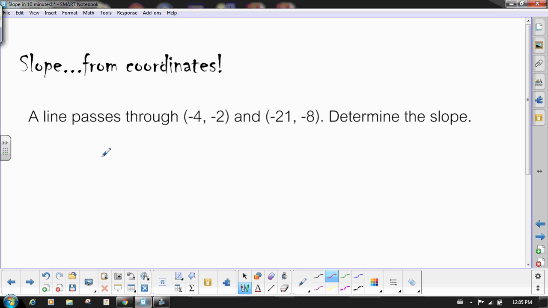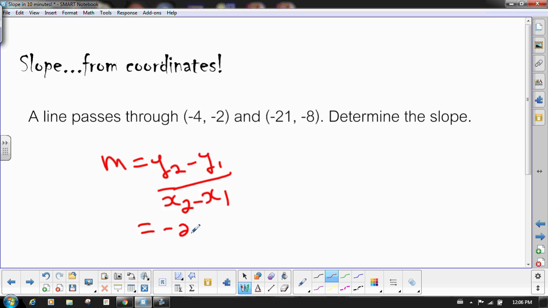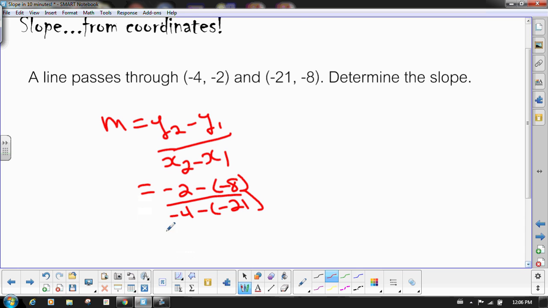Slope from the coordinates. We have a wonderful formula: y2 minus y1 over x2 minus x1. It doesn't matter which point you choose to start with as long as you're starting with the y. So I'm going to have -2 subtract -8 over, because I started with the coordinate that had -2 as the y, I have to start with -4. And then I'm going to subtract -21.